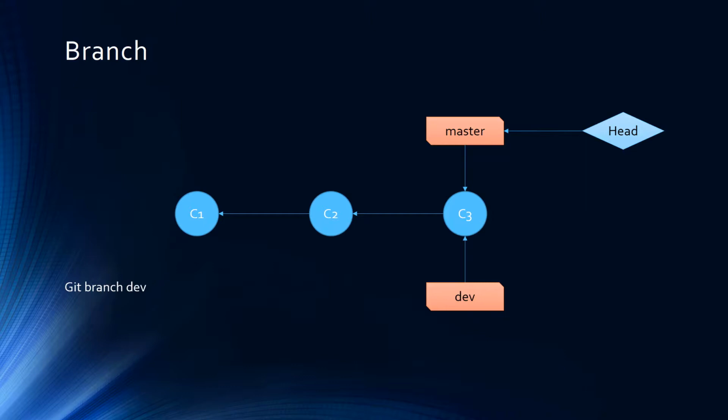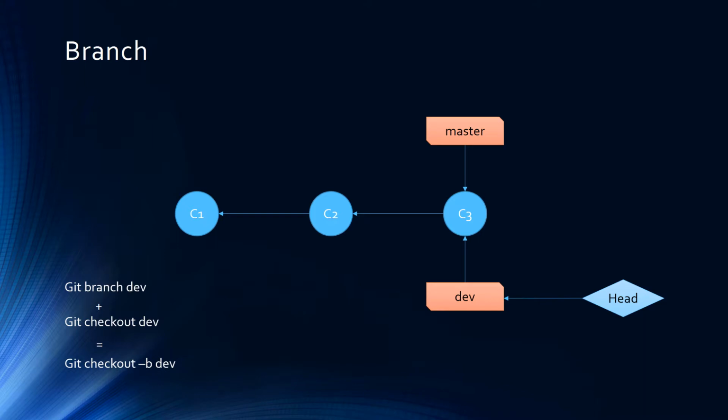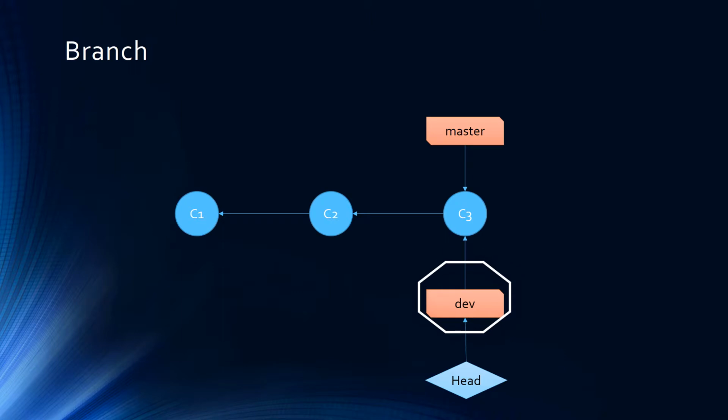If you would like to switch to a branch, use the git checkout command to switch to the target branch. Now we are going to the dev branch. Actually, when you use this command, Git simply moves the head to point to the dev branch. Git branch plus git checkout equals git checkout -b. Let's continue. We assume our head points to the dev branch. We now make some changes and commit.